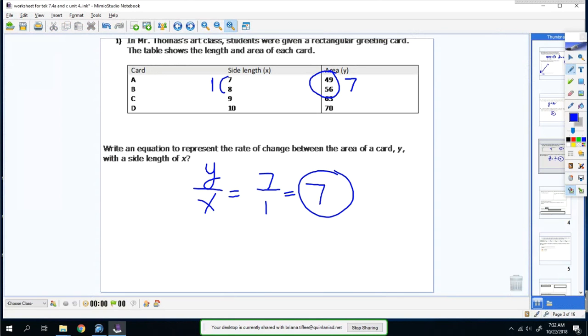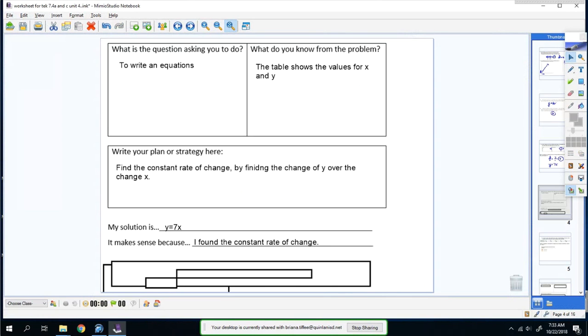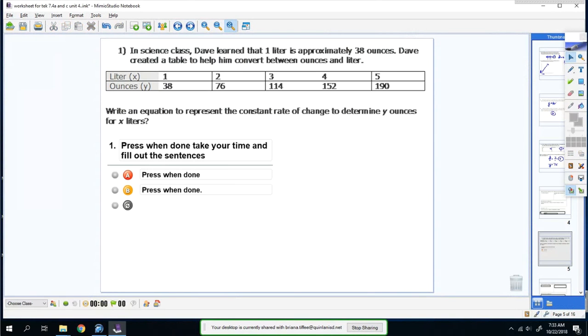So I didn't write my equation though, right? Because the problem's asking for an equation. All I did is find the number 7, which is a constant rate. So my equation would be Y is equal to 7X. Okay, so then on your sheet, you would write my solution is Y is equal to 7X because I found the constant rate of change. Okay, so now you try one. You pause the video and try one.